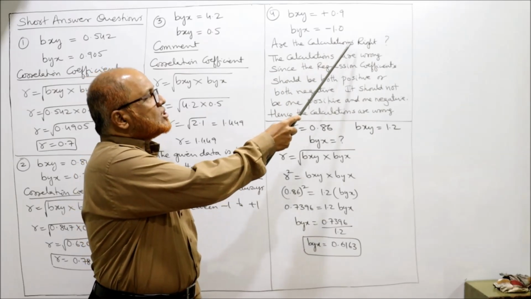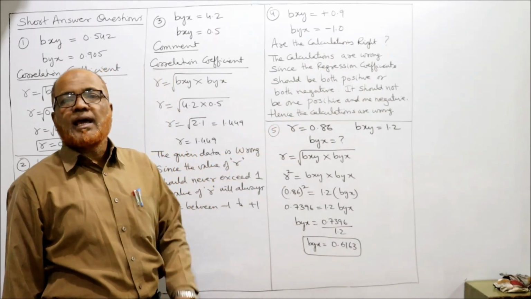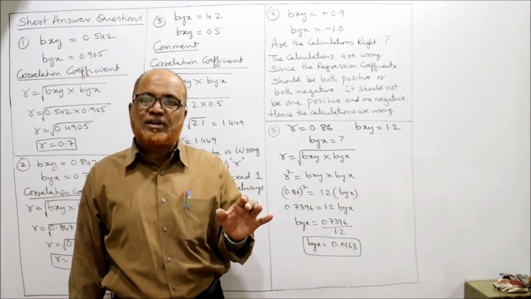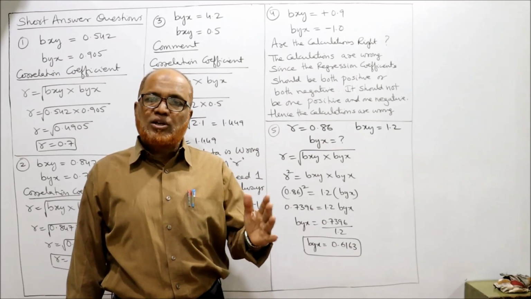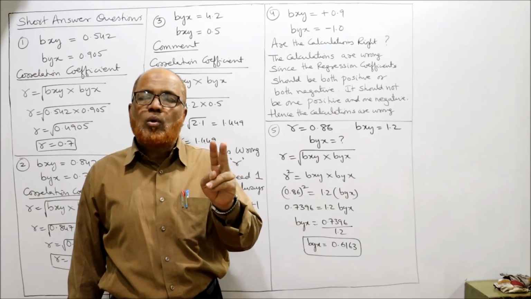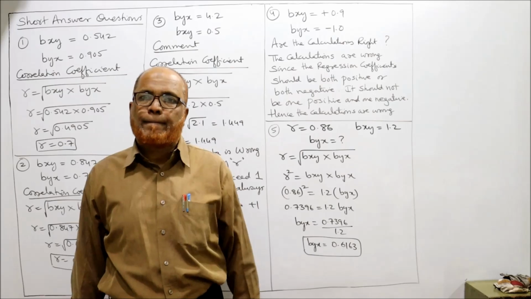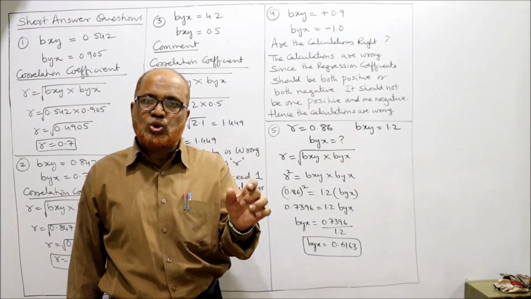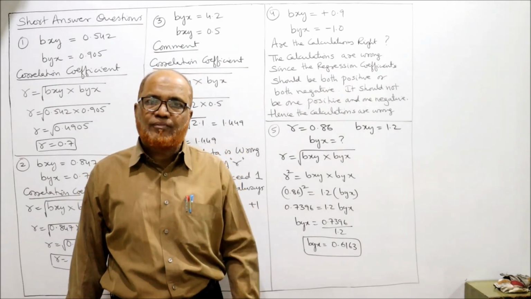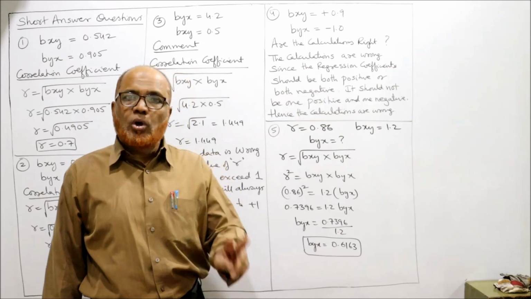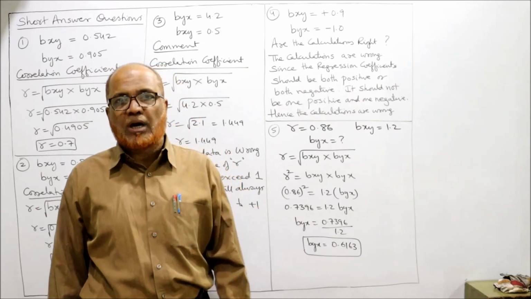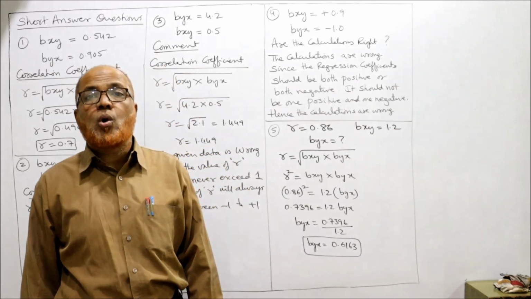Now, are the calculations right? It is asking you. The calculations are not right because of the properties of regression coefficients we have discussed in the first theory video. In the theory video, I told you one of the properties of regression coefficients is that both coefficients must show the same sign. bxy and byx both may be positive or both may be negative. Both positive or both negative; one positive and one negative never happens. This is one of the properties of regression coefficients.